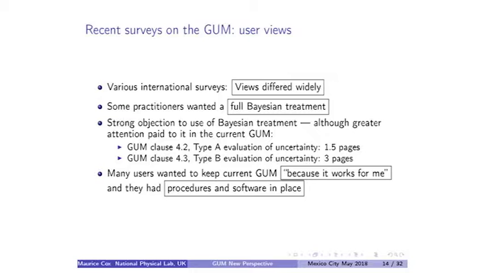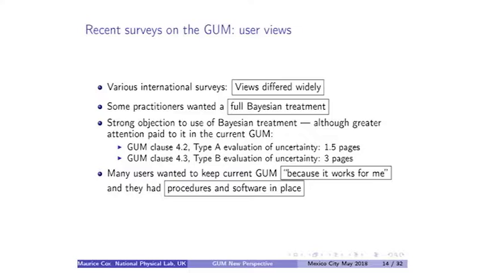There have been recent surveys on the GUM and the other documents, and through those surveys we obtain the views of the users. We've also issued a proposed revised GUM using a more Bayesian treatment than the existing GUM. These surveys made a number of points. Some practitioners, only a few unfortunately, wanted a full Bayesian treatment. In general, there's very strong objection to use of a Bayesian treatment.